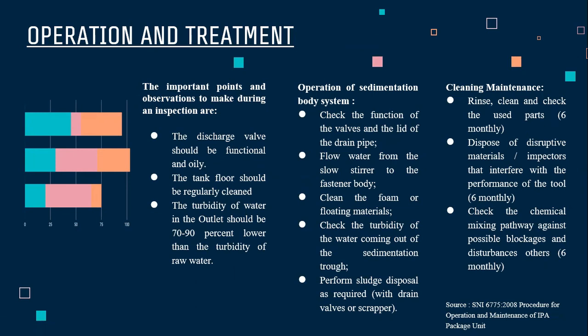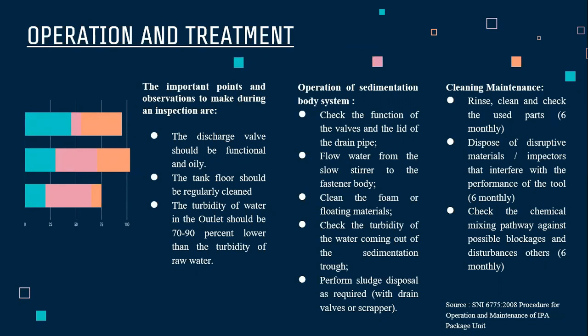And the operation of the sedimentation system: one, check the function of the valves and the lid of the drain pipe. Two, flow water from the slow stir to the faster stir. Clean the foam or floating materials. Check the turbidity of the water coming out of the sedimentation trough. Perform sludge disposal as required with drain valves or a scraper.